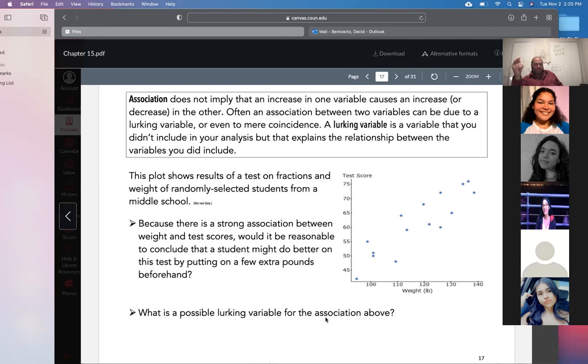So this plot here shows results of a test on fractions and the weight of randomly selected students from a middle school. There seems, according to the graph, to be a very clear correlation that the more a person weighs, the better their score.